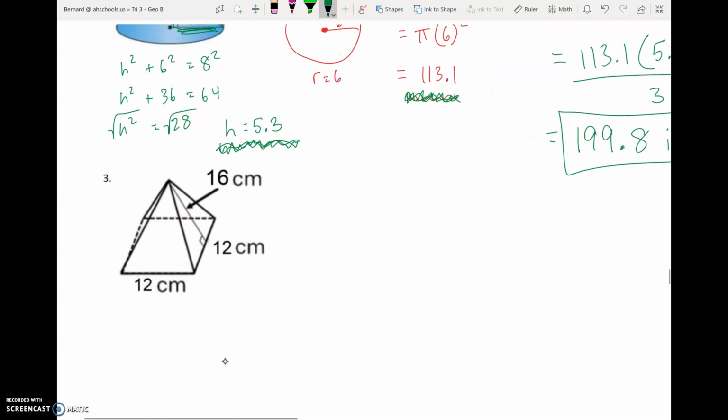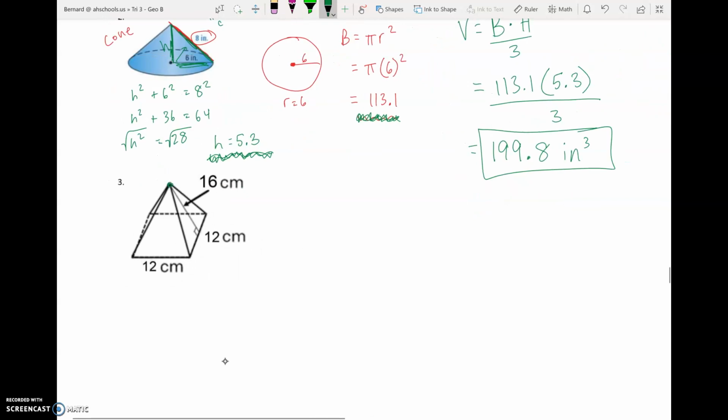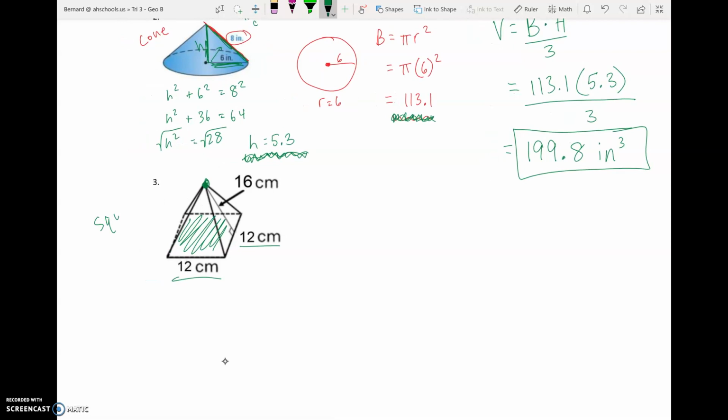So on this next one, this is a pyramid, right? We can see that because of the tip on top. And let's look at the base. The base is this rectangle thing down here, but since both sides are 12, right, they're the same, it's actually a square. So this is a square pyramid.